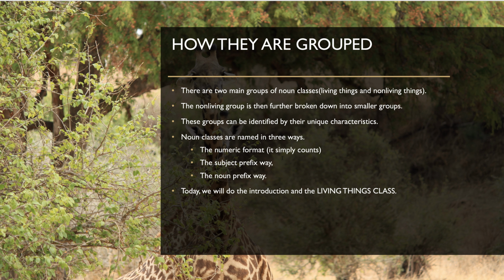The numeric format, in this instance we simply count them, noun class 1, 2, 3, 4, all the way to 18. And then we also have the subject prefix way. That means we use the subject prefix to label the noun class, and then we have the noun prefix way. So in just today's episode, we are going to be using the living things noun class.